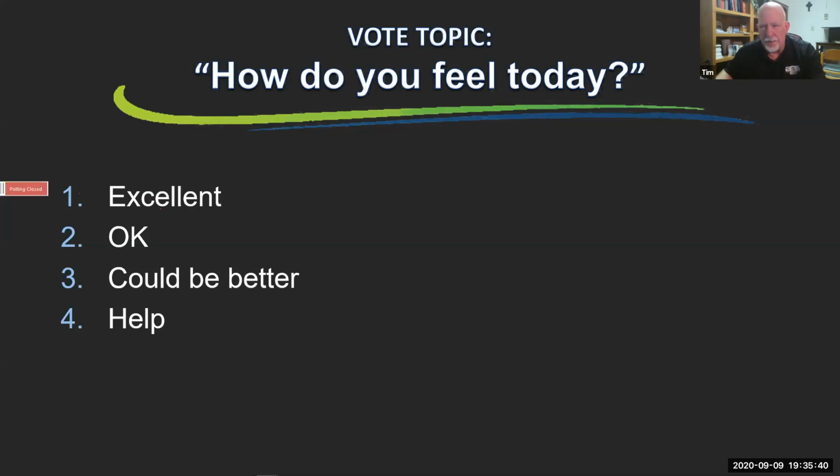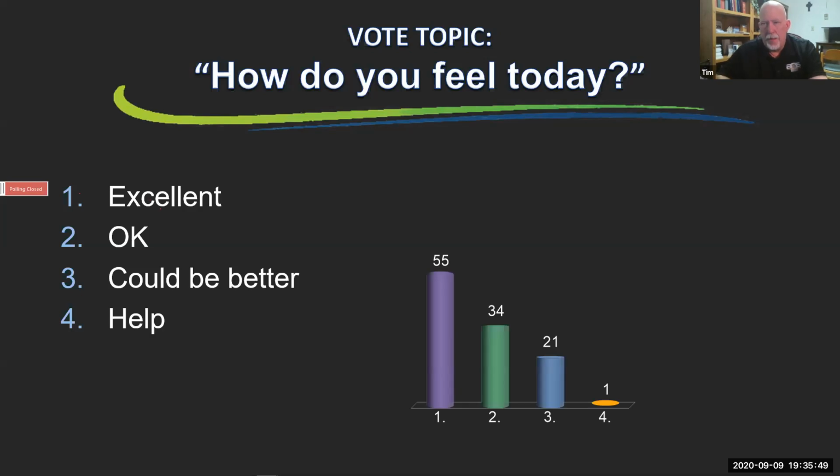All right, you can see that polling is closed. Now, for me to show you the results, I do this. Now, on your Zoom screen, you can see the results of this vote. It shows that we have 55 that have said they feel excellent, 34 say that they're doing okay, 21 could be better, and one person is asking for help. Make certain you fill out that application, that email address, and email help desk so that they can get you the help that you need. And if it's a medical emergency, hang up and dial 911. We don't want you to be in an urgent situation.